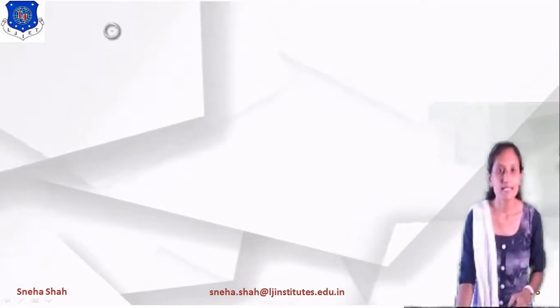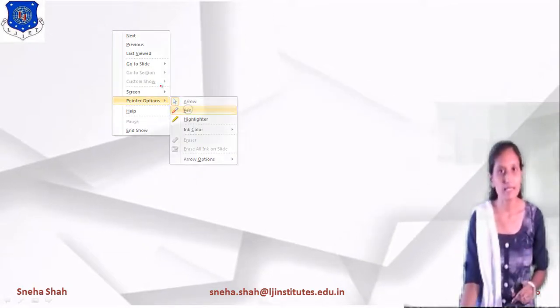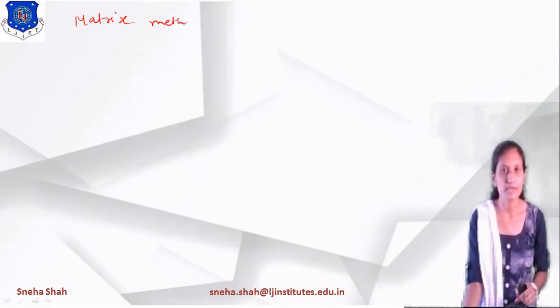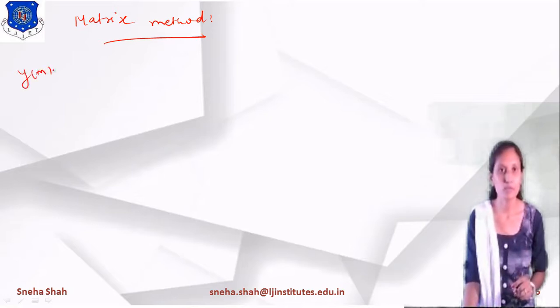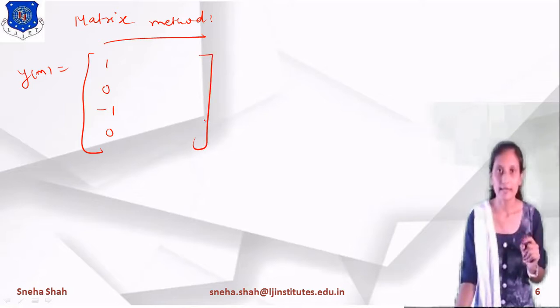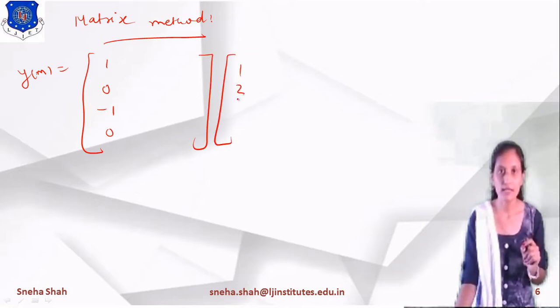Now the next technique is, we will solve the same example of circular convolution but by using the matrix method. So if you want to solve by using the matrix method, then how do we solve it? y of n will be represented as, the first term is 1 0 minus 1 0, which is x of n. And the next term is 1 2 4 0. This one is h of n, right?